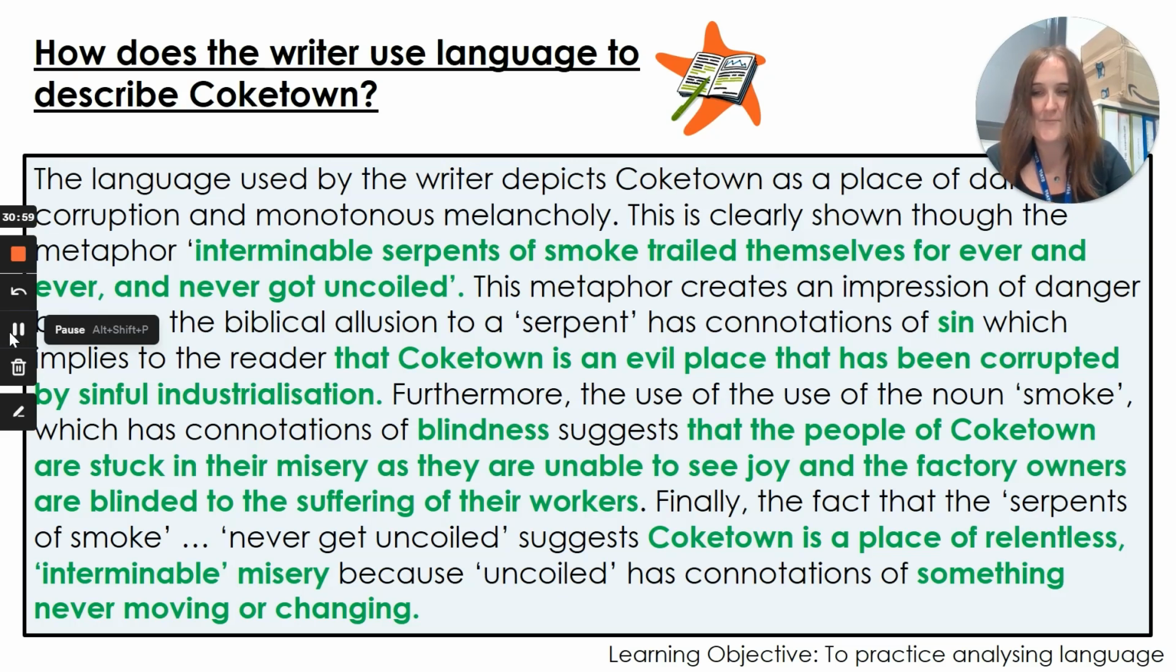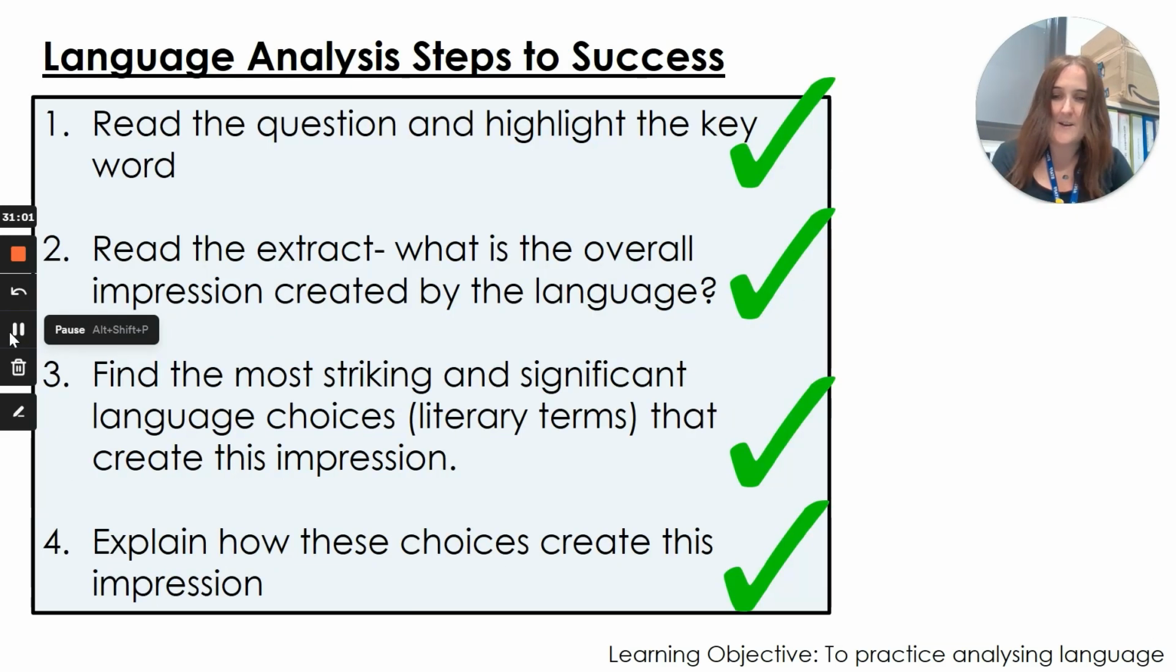And hopefully we are all done now. So we can do our final tick, can't we? We have now explained how these choices create this impression. We thought about the connotations and we've written it all up into a really fantastic paragraph that I cannot wait to read. So what do you do now? Well, now what you need to do is complete the exit ticket underneath the lesson on the Google form.